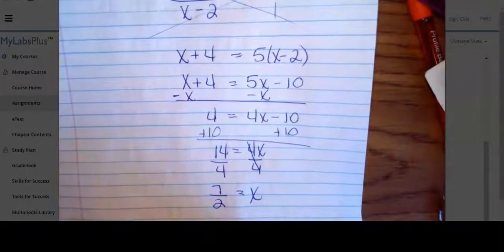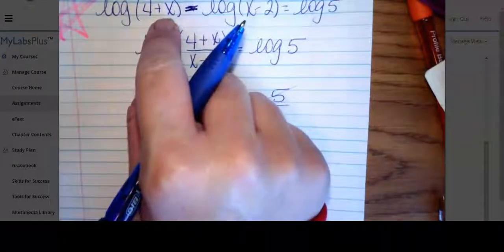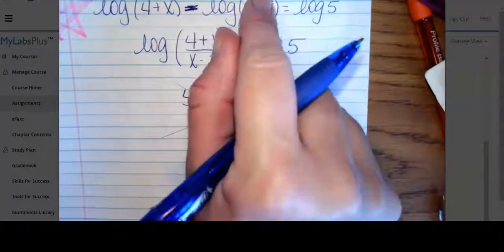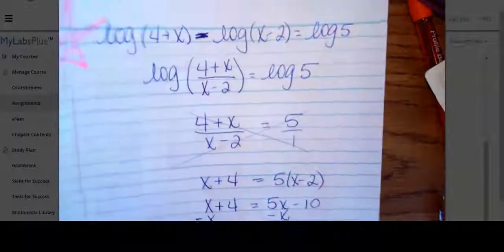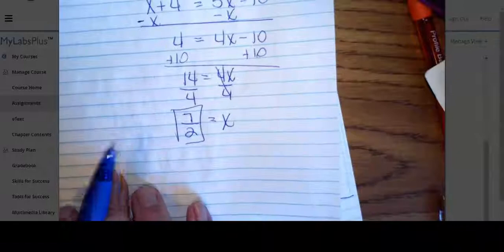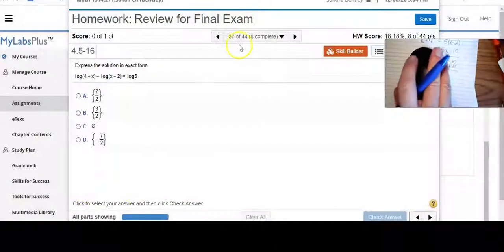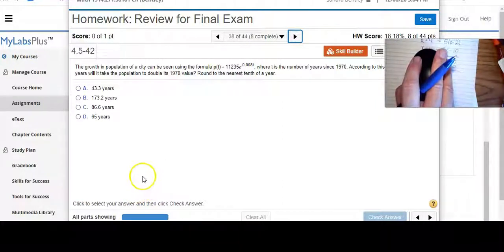So check your work. 4 plus 3.5 is positive, okay, and not 0. 3.5 minus 2 is positive and not 0. And there's nothing to evaluate on the right. So our answer does not cause the world to explode. So you have a single answer of 7 halves. Okay, single answer of 7 halves. And, okay, I'm going to stop here.